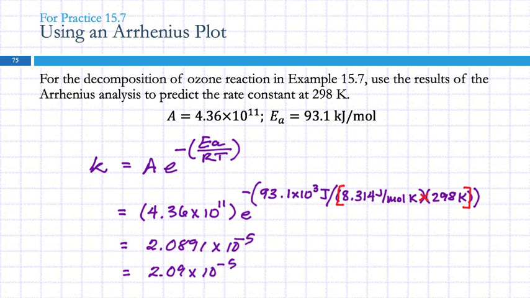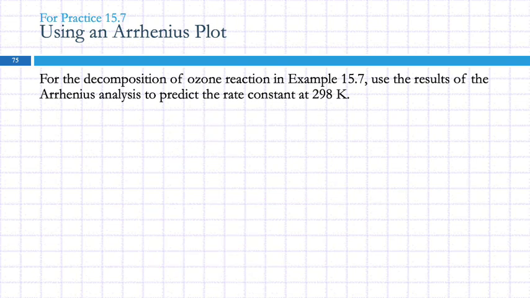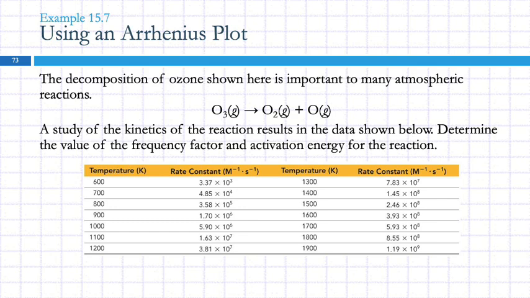Okay, so we would probably report this with 3 sig figs, so I'm getting 2.09 times 10 to the minus 5. What are the units on this rate constant? Are we going to get them from the units over here? No. It's going to be whatever the units are for this reaction based on its order. Do we know what those are? Yeah, it's M to the minus 1, s to the minus 1. How do we know that? Because they told us over here.